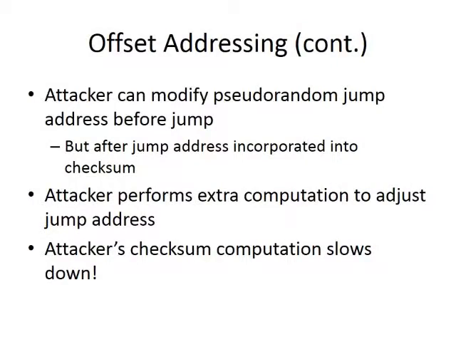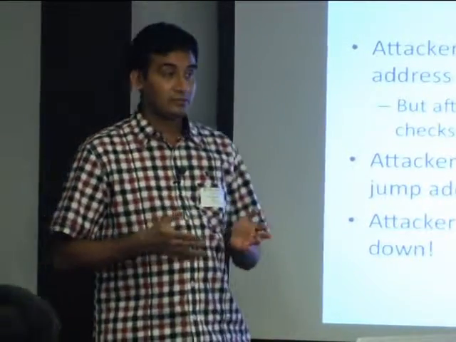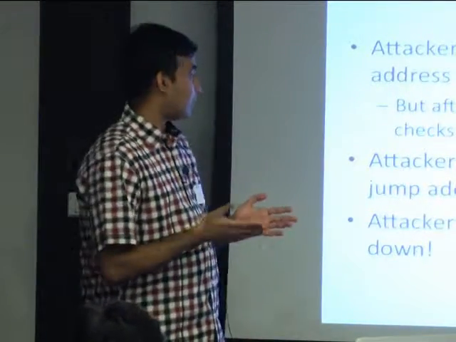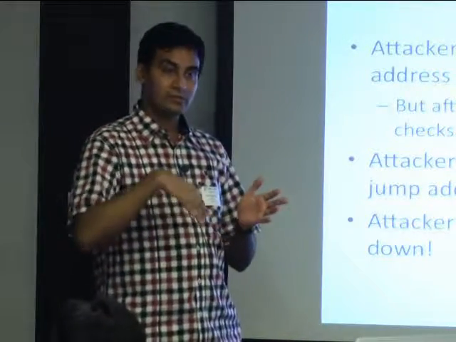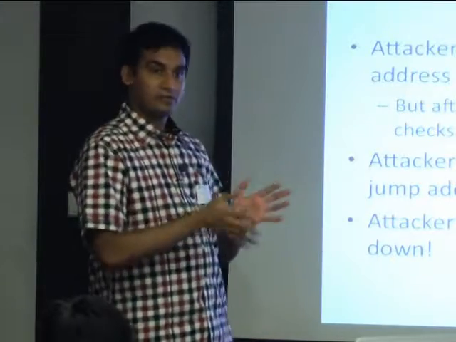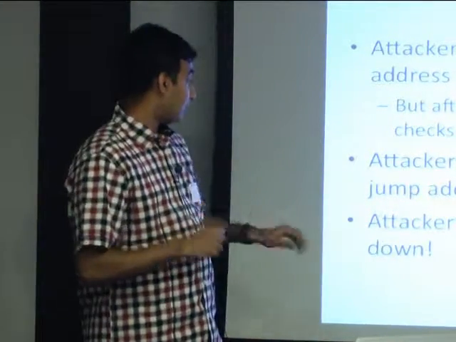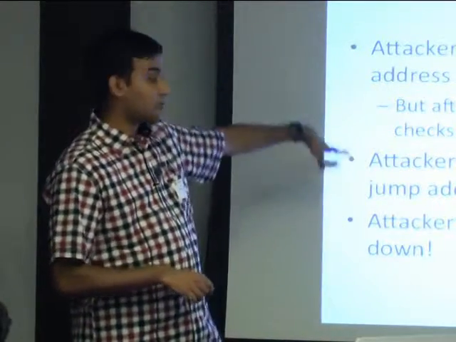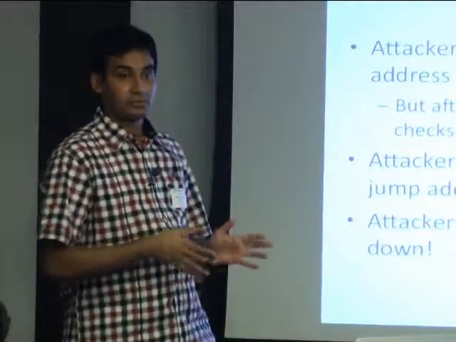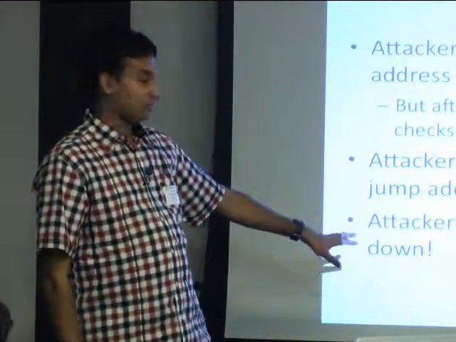Okay. But this is not the end of the story. What can the attacker do? The attacker can, of course, modify the pseudorandom jump addresses before the jump, and then change the addresses after the jump so that the correct address does in fact get into the checksum, but the attacker can jump wherever it wants to. But what happens here is, of course, the attacker has to perform these extra computations. So essentially, we are forcing the attacker into a place where it has to perform extra computations, and that slows down the attacker's computation, right?